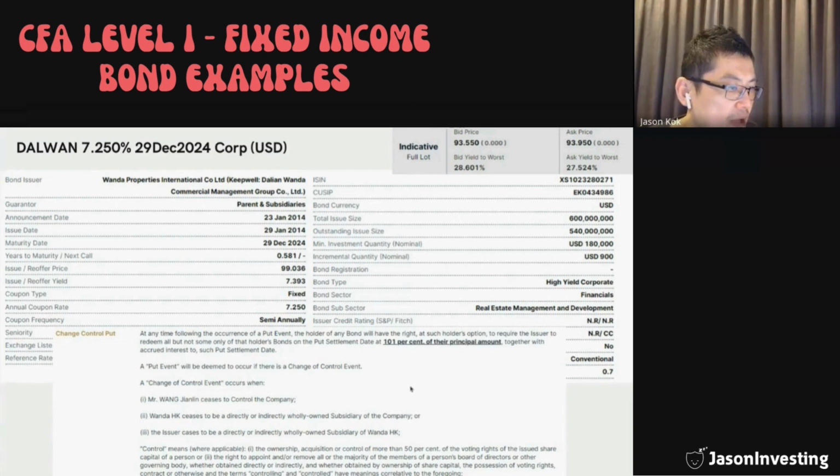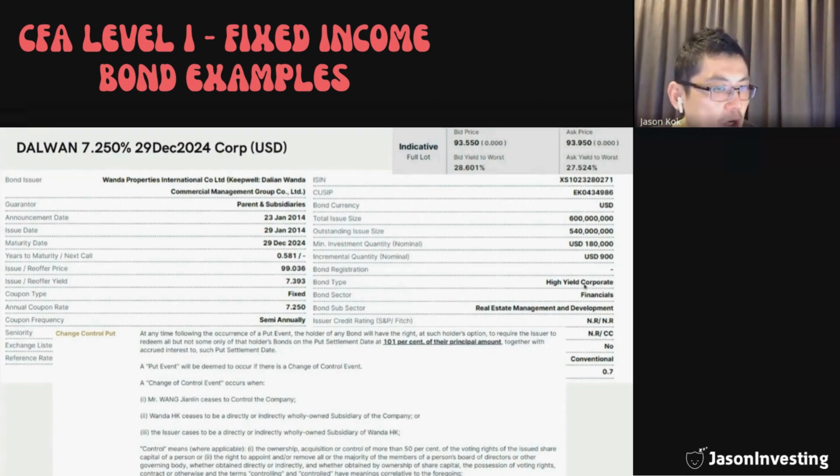So this is a way to prevent a certain event from happening. In this case, it's Mr. Wang Jianlin. It's easier to be in control of the company, and basically you can read it on your own. I'm just trying to show you one example of a puttable bond here.